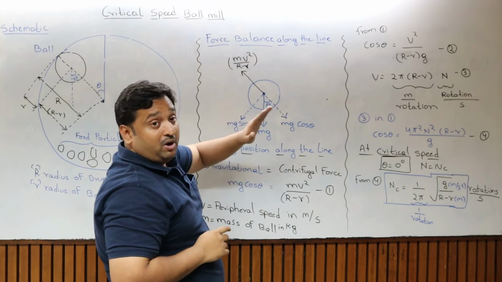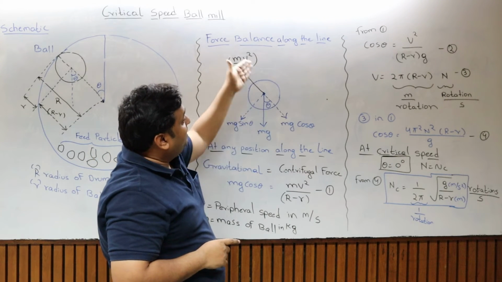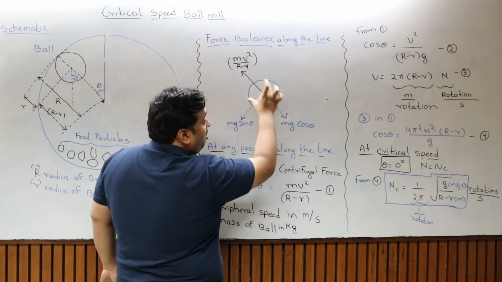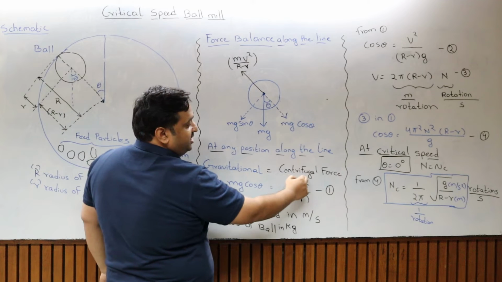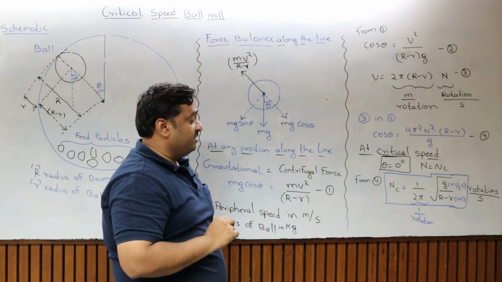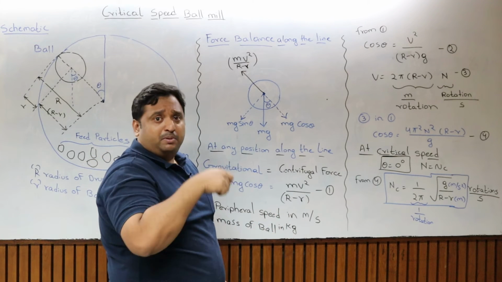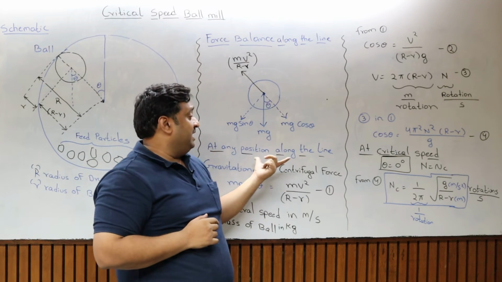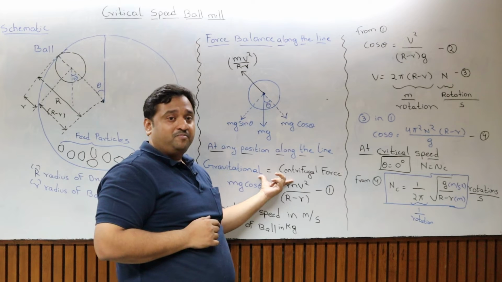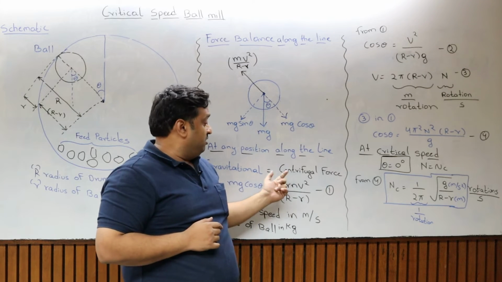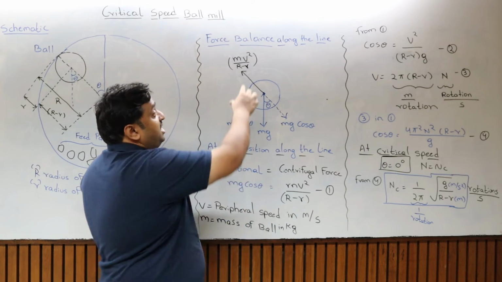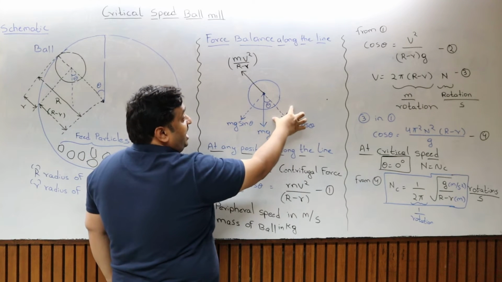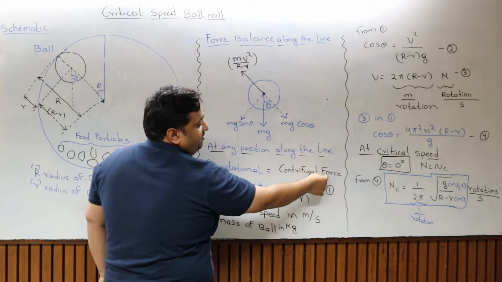Now, what I told you, I have to draw a balance along this particular line. At any position along this line, gravity force is equal to centrifugal force. This is the maximum, because at a specific RPM the ball gets lifted to its maximum height when these forces are balanced. Along this line, what is the gravitational force? mg cos theta, and this opposite force is equal to the centrifugal force.